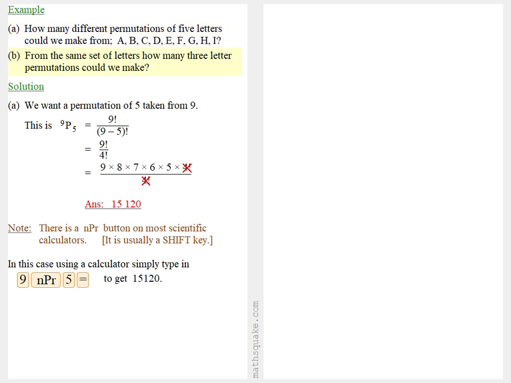Now in part B, it says from the same set of letters, how many 3-letter permutations could we make? Well, we want 9P3, which is 9 factorial over 9 minus 3 factorial, or 9 factorial over 6 factorial. We can work it out as 9 times 8 times 7 times 6 factorial over 6 factorial, and the 6 factorials cancel, so we're left with 9 times 8 times 7, which is 504.